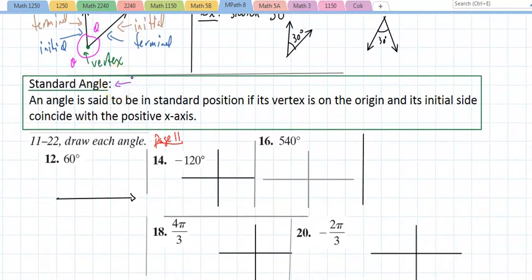What's a standard angle? An angle is said to be in standard position, and all throughout this course we're going to be using standard angles. An angle is said to be in standard position if its vertex is at the origin. If I glance at the traditional x and y, and I set the center to be at the origin, and the initial side coincides with the positive x-axis. What does that mean? That means I would always start on the positive x-axis.